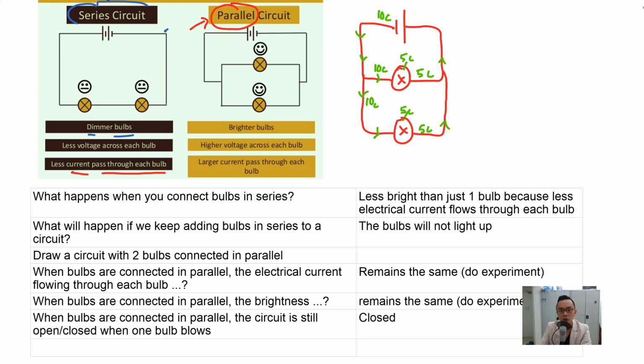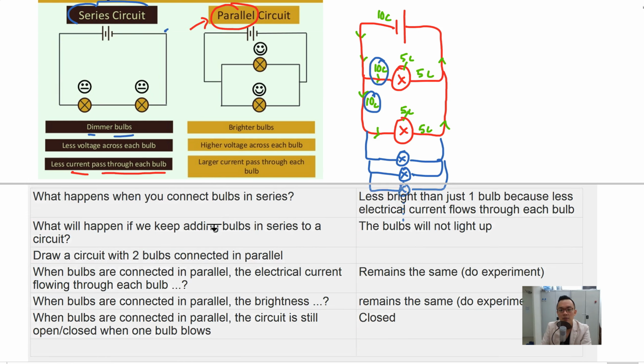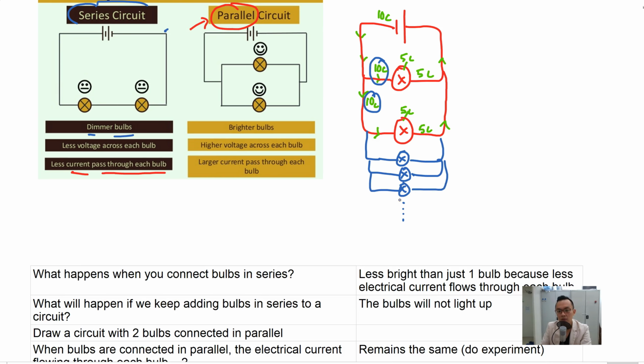Okay, but the key thing to note is that 10 currents will pass through each wire, and if I connect a lot more light bulbs, and so on and so forth, all right, what happens is that there will always be 10 currents going through. So all the bulbs will be the same brightness. Okay, the same brightness.